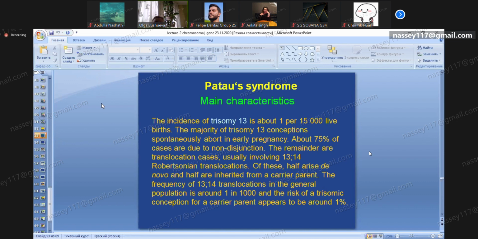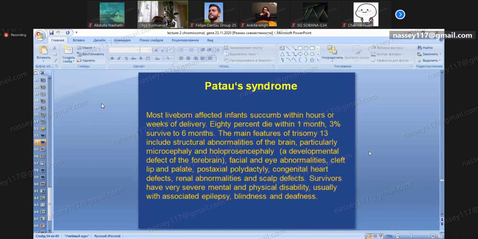The frequency of 13, 14 translocations in the general population is around 1 in 1,000, and the risk of a trisomy conception for a carrier parent appears to be around 1%. Most live-born affected infants succumb within hours or weeks of delivery. 80% die within 1 month, 3% survive to 6 months.